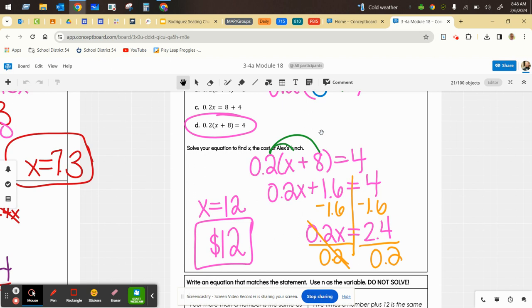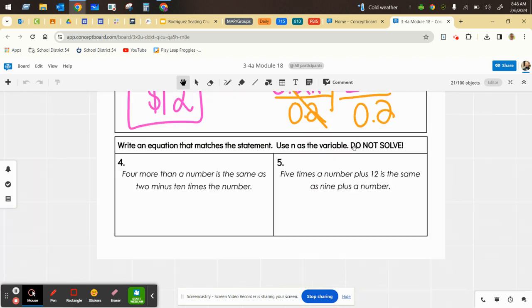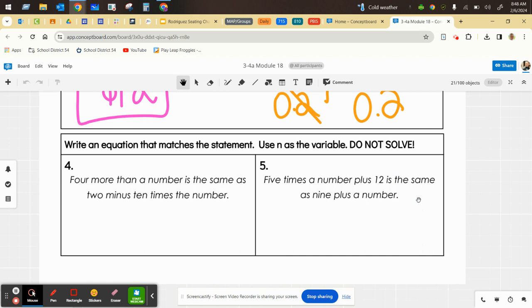The last two, all we are doing is we're just writing these equations. We do not need to solve them. Okay, so let me scroll up here. What I like to do is start and point out that the equal sign is the same as. So there's my equals. On the left-hand side, we have 4 more than a number. 4 plus n. On the right side, 2 minus 10 times a number.